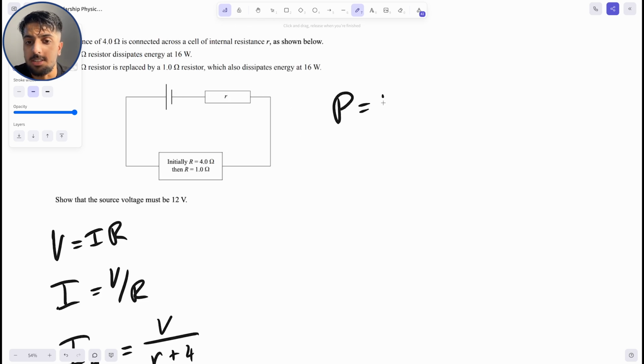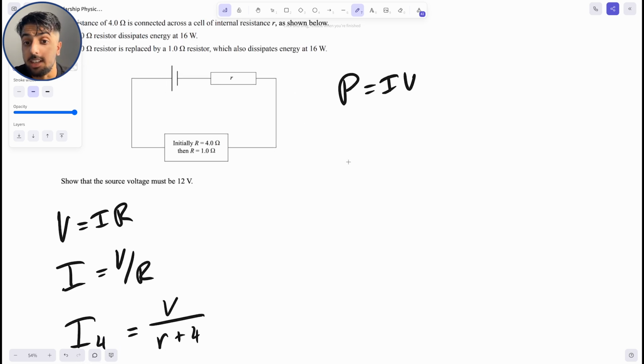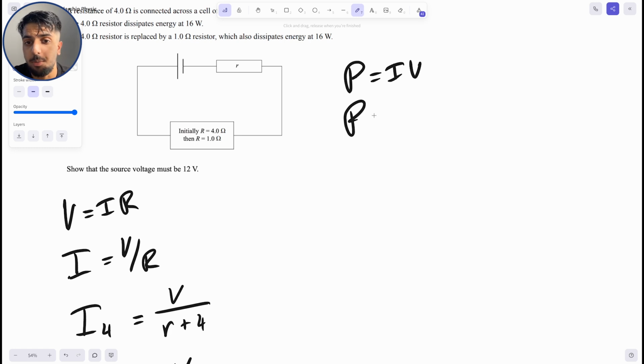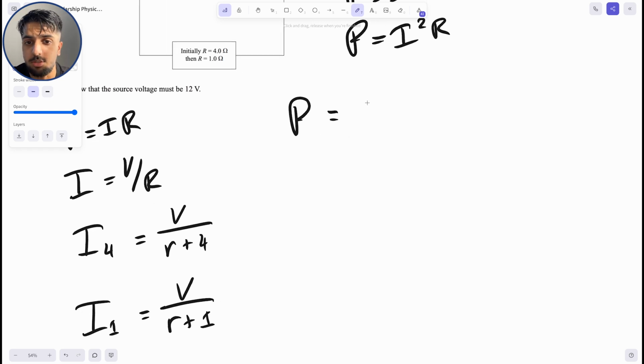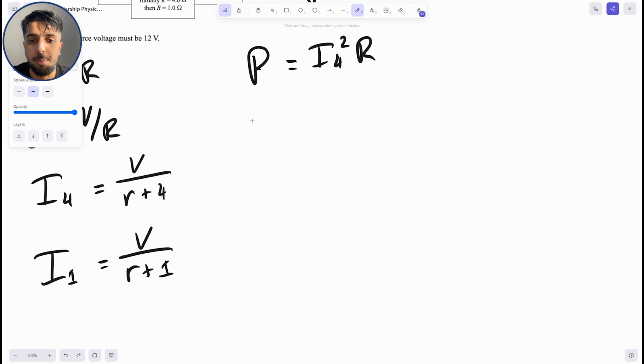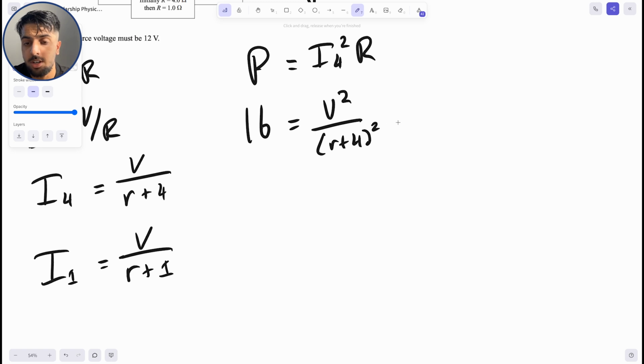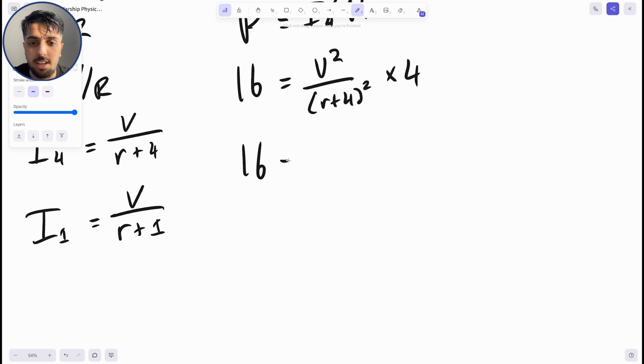Now we know that P is equal to IV, and as V equals IR, we know our P is equal to I squared R. And so the power when there is 4 ohms is equal to I4 squared times our resistance. So therefore our power, which is 16 watts, is equal to V squared all over R plus 4 squared times our 4 ohms of resistance. And so we can rewrite that as 4V squared all over R plus 4 squared.